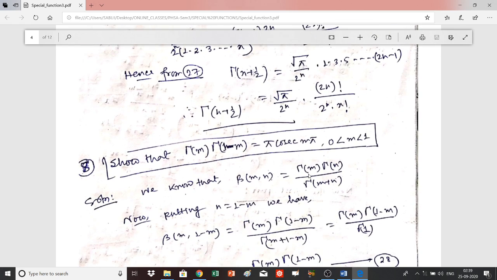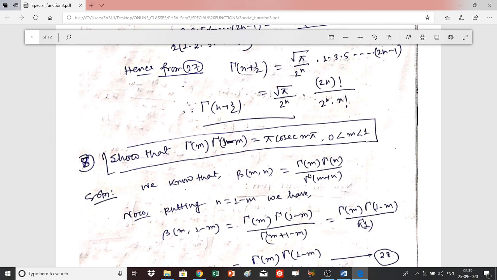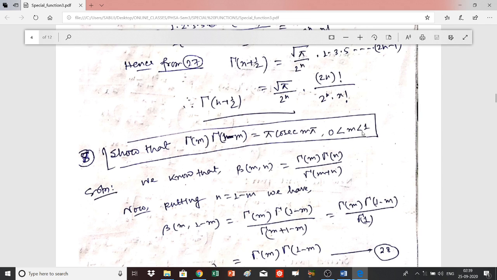Now come to another problem that we have to prove here, that gamma m and gamma 1 minus m is equal to pi cosec m pi. In this case obviously m is a number which has value 0 less than m less than 1. So it is the condition here.